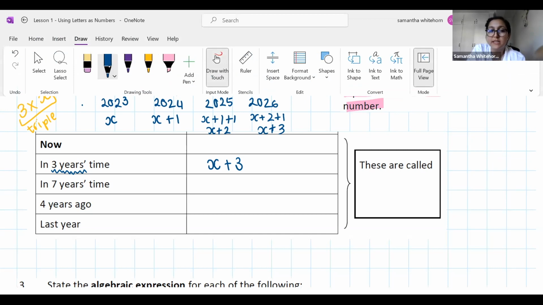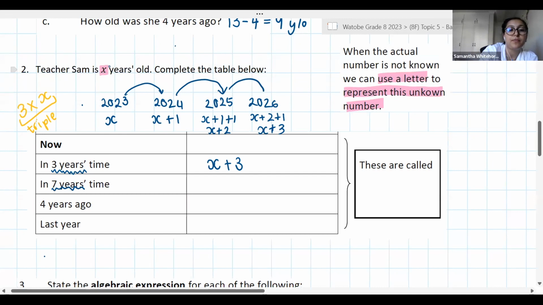So if we use that same logic and we now think about how old I will be in 7 years' time. Well, I'm currently X. I need to add 7 years onto my age. So in 7 years' time, I will be X plus 7 years.